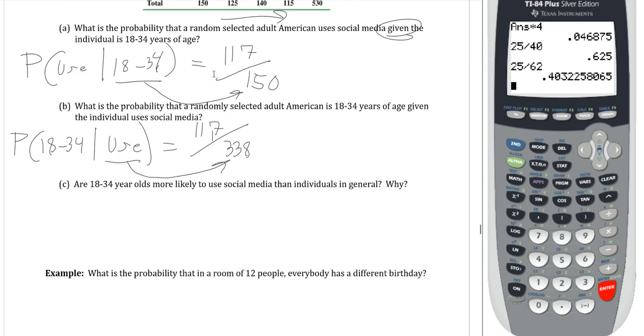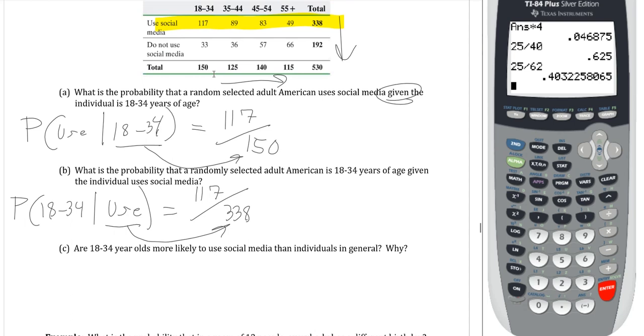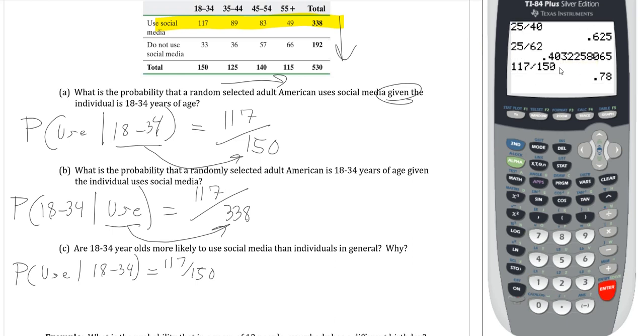Next one. Are 18 to 34-year-olds more likely to use social media than individuals in general, and why? Well, this is asking two different questions. This is asking for what's the probability that they use social media given they're in that age group versus the probability that somebody uses social media in general. Well, we have the probability that somebody uses social media if they're in that age group. We found that in the first part to be 117 out of 150. If we find that as a decimal for comparison purposes, 117 divided by 150, that gives us 0.78.